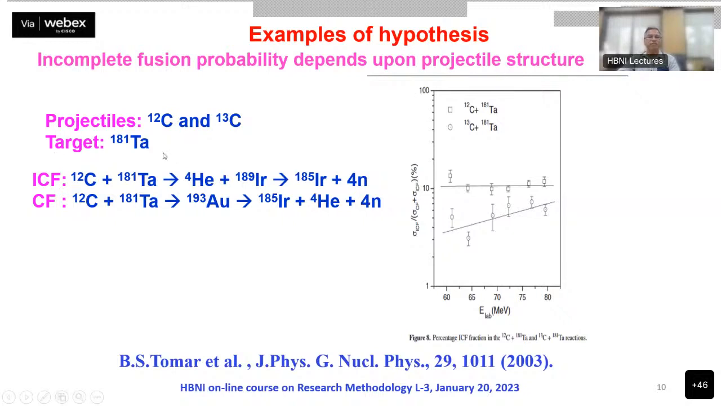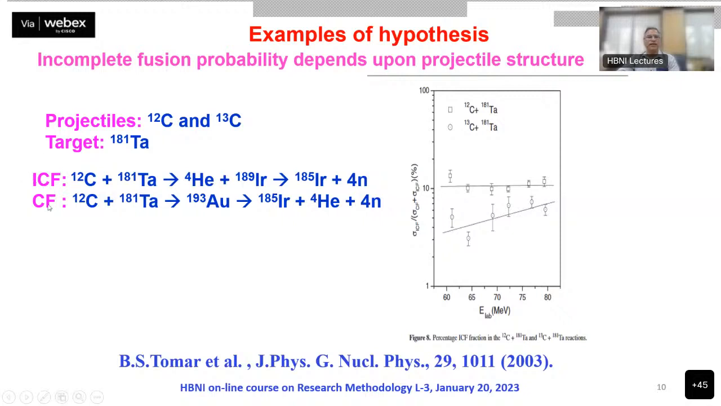And the target is same. So the complete fusion means the two, projectile and target, will fuse together to form a compound nucleus. It will evaporate an alpha particle and 4 neutrons to give you 185 iridium. Whereas the incomplete fusion means the carbon-12 does not fuse completely. One alpha comes out of carbon-12 and the remaining beryllium fuses, and it can again emit 4 neutrons to give you the same product. So the same product is formed by two different reactions, one is complete fusion and one is incomplete fusion.